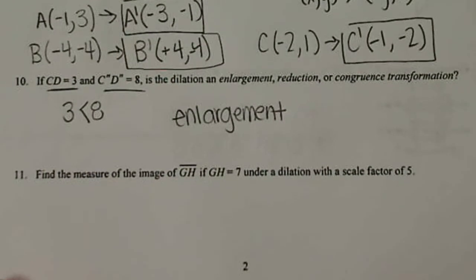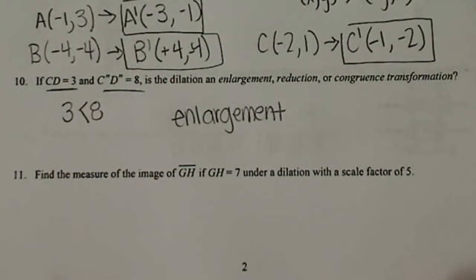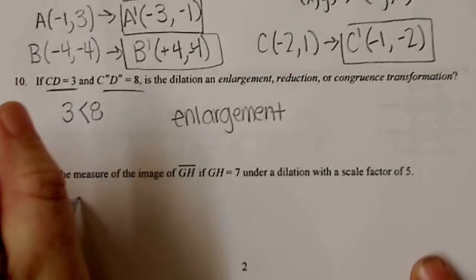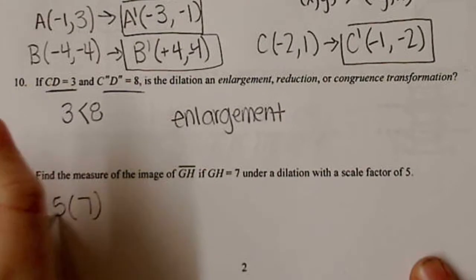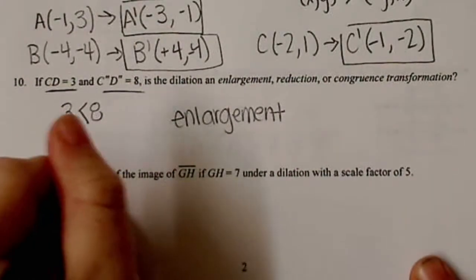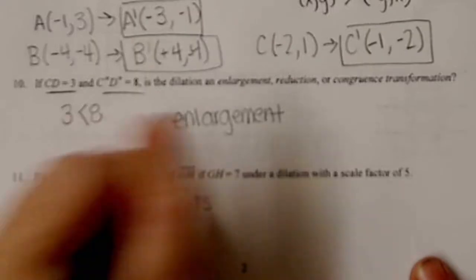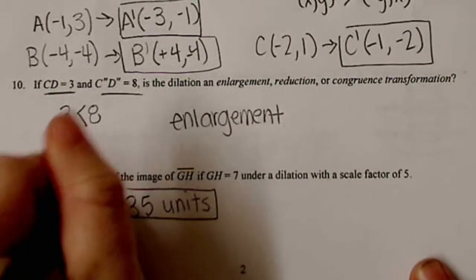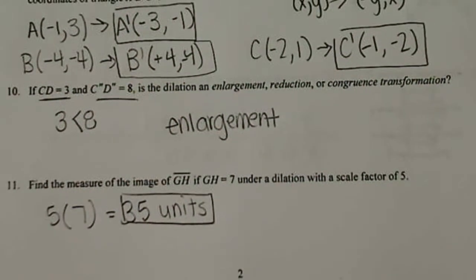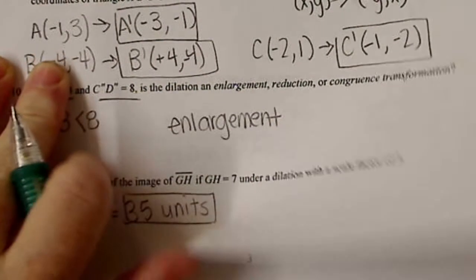Number 11. Find the measure of GH. GH equals 7. Scale factor of 5. So if GH is 7 now and it's 5 times larger, the new GH will be 35 units, because 5 times 7 is 35. Okay, number 12.